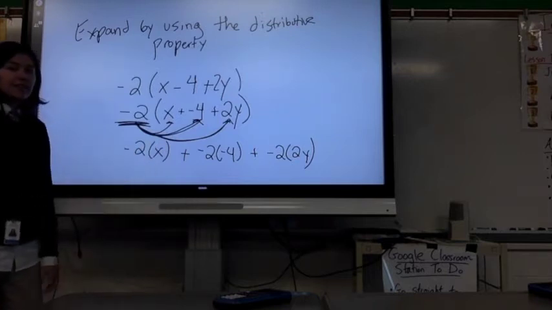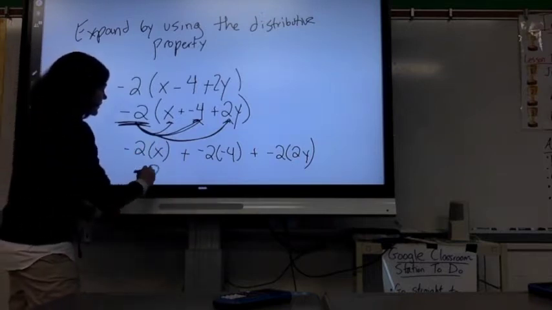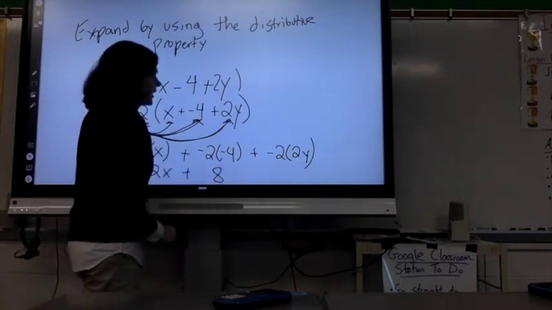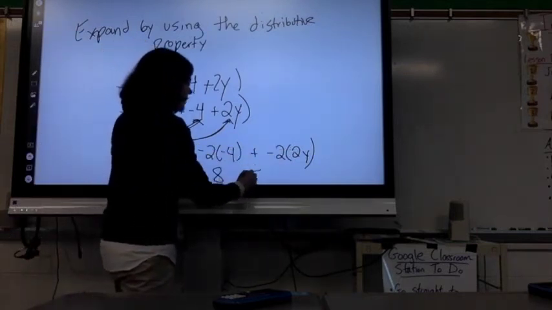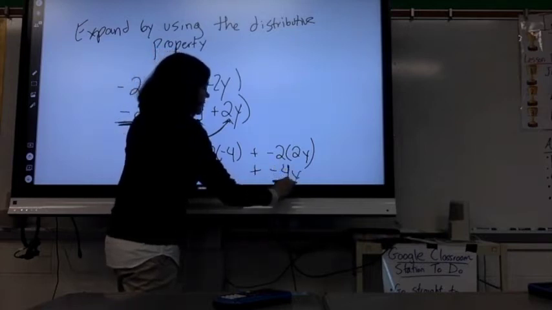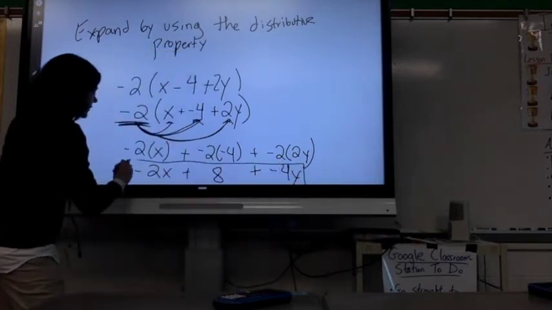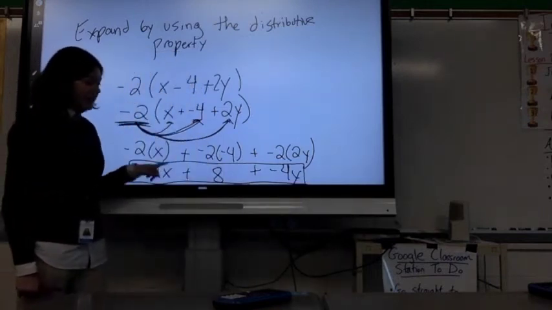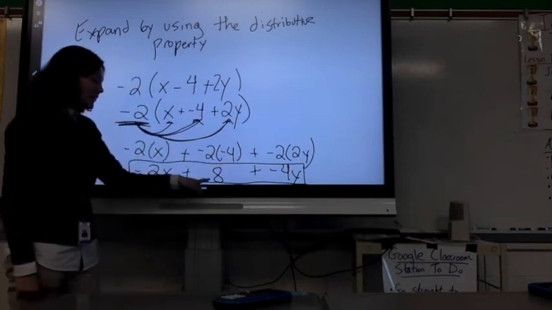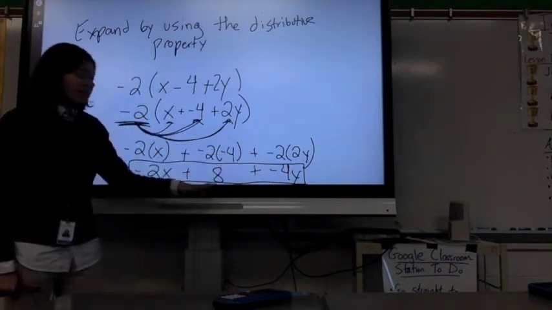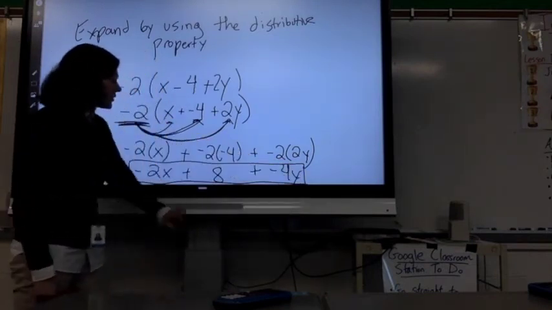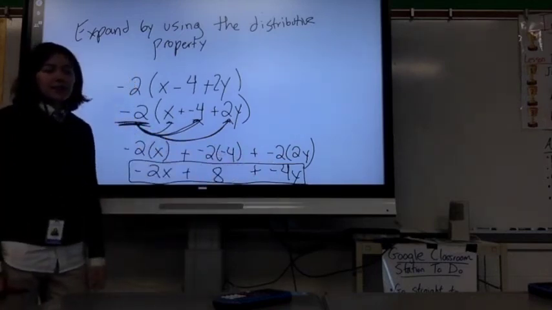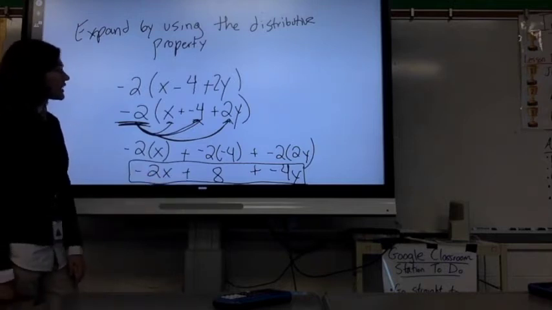And then I can simplify just a little bit. Negative 2 times x is negative 2x. Negative 2 times negative 4 is positive 8. And negative 2 times positive 2y is negative 4y. Right, so then that's going to be my final answer. I cannot combine these any further because x is different than y, and it's different than 8, different than a constant. Right, so x terms are not like terms with y, or with the constant. So that's as simplified I could go.